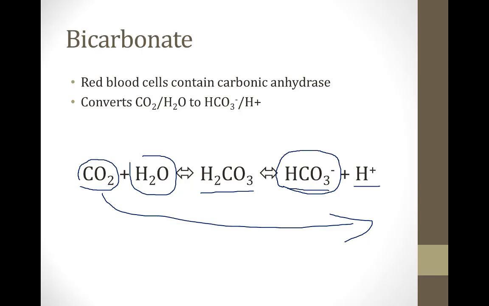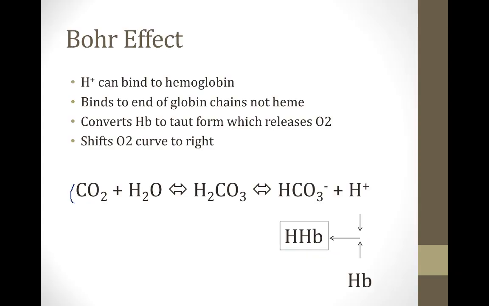The enzyme that catalyzes this entire reaction is carbonic anhydrase, and there's a lot of it found inside red blood cells. So that's going to catalyze the conversion of carbon dioxide and water into bicarb and hydrogen ions so that the bicarbonate can carry the CO2 up to the lungs. Now, converting the carbon dioxide into bicarbonate has a couple of other effects that you need to know about.